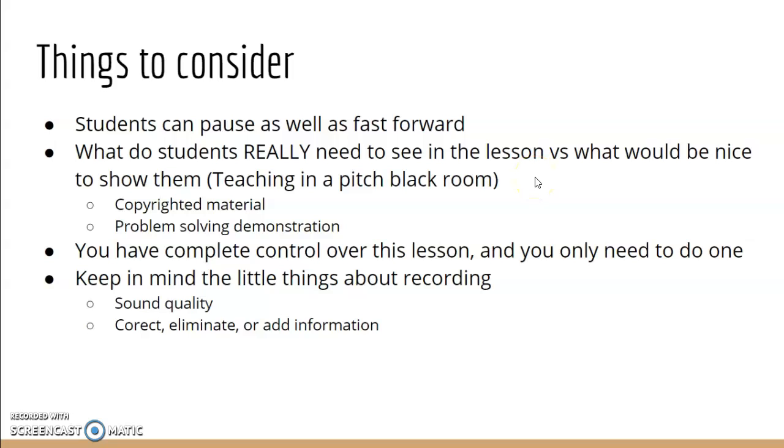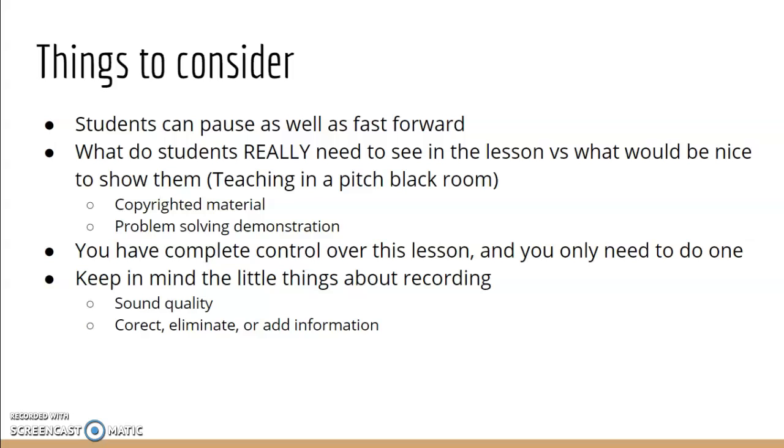The last two things are understanding that you have complete control over this lesson and you only need to do one. So unlike a regular lesson that's a lot up in the air, here you have one lesson that's going to be for time immemorial and you can just get it perfect. And that's something that teachers don't really get an opportunity to have later on.